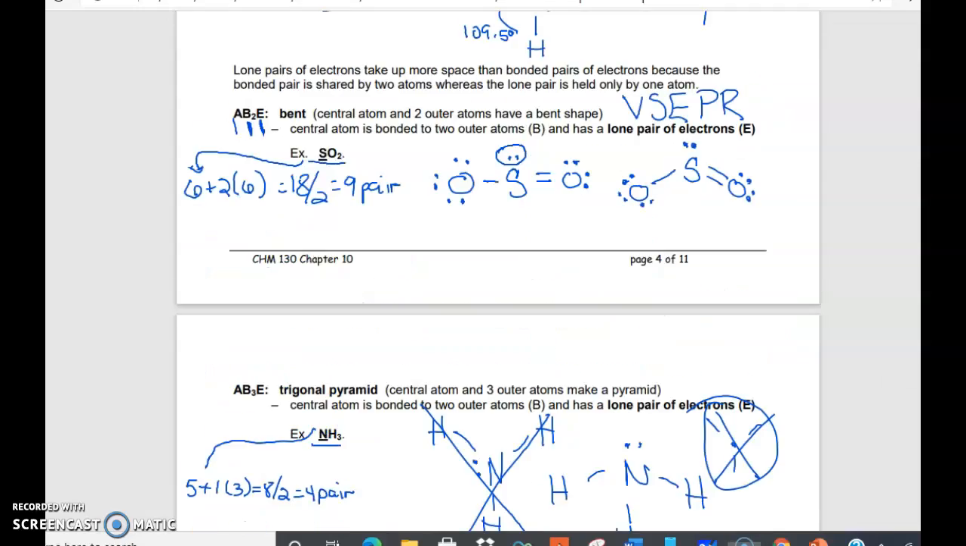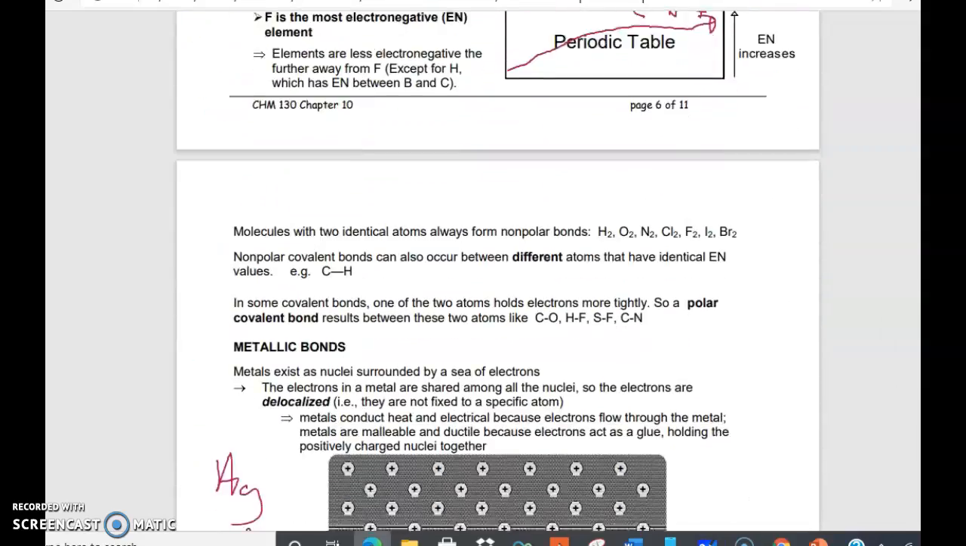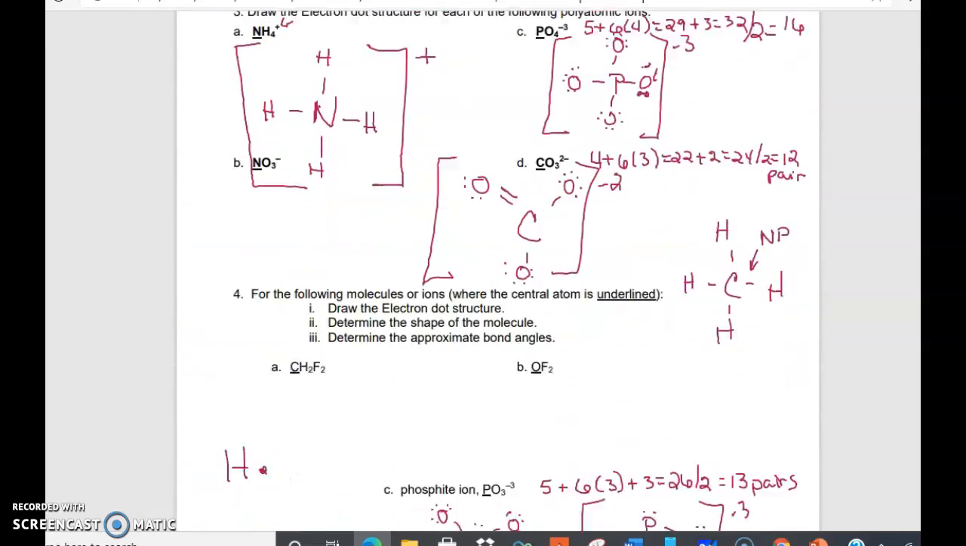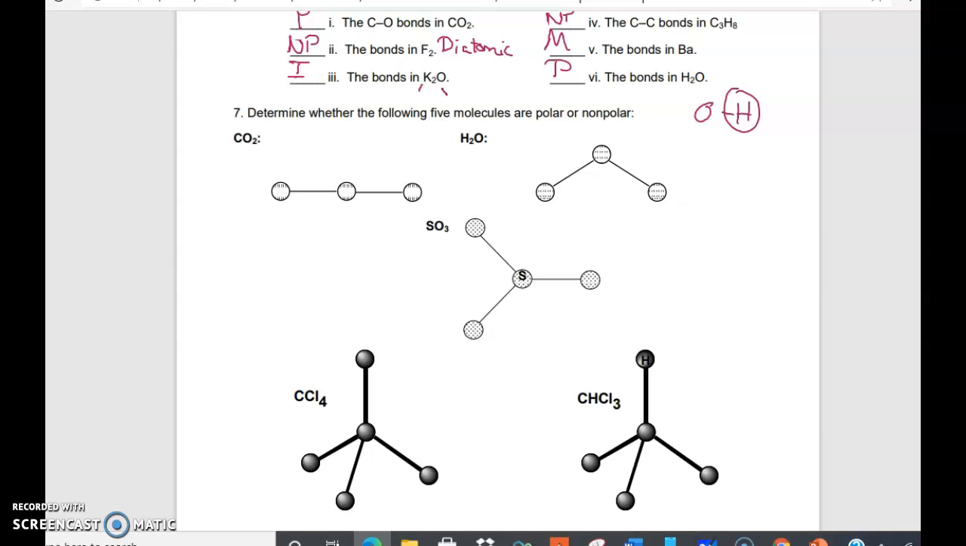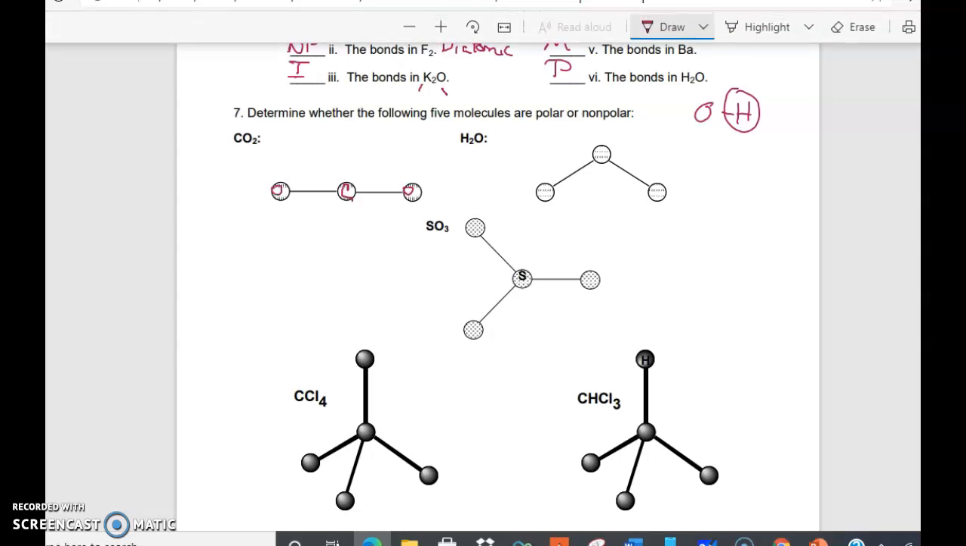So I'm going to scroll back down here. All right, here we go. So because this is being pulled equally on all sides, with the carbon being in the center and the oxygens being on the outside, being pulled equally, this is a non-polar molecule. All right, SO3. First thing you need to check is, are there polar bonds within the molecule? And yes, there are. This is your sulfur, and these are your oxygens, oxygens, oxygens.